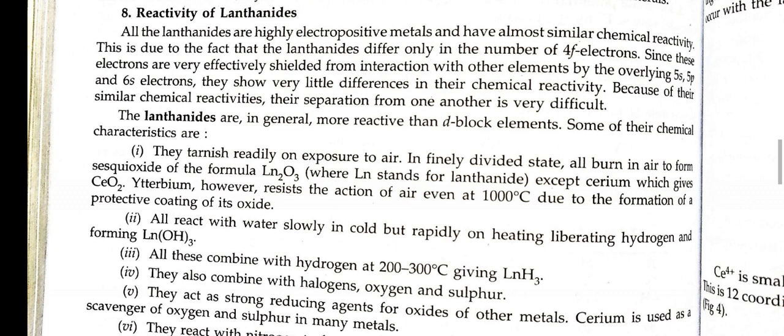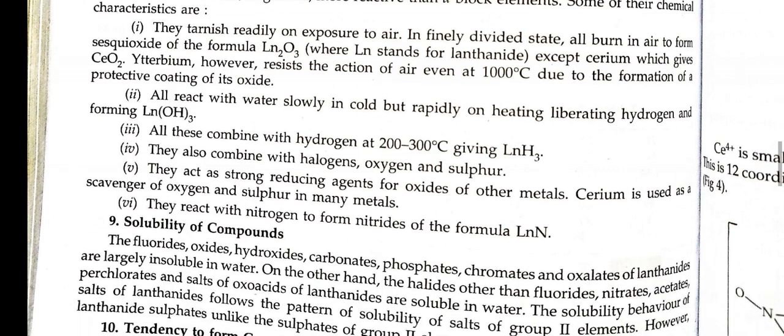The lanthanides are in general more reactive than d block elements. Some of their chemical characteristics are: first, they tarnish readily on exposure to air. In finely divided state, they all burn in air to form sesquioxides of the formula Ln2O3, where Ln stands for lanthanide, except cerium, which gives CeO2. Terbium, however, resists the action of air even at 1000 degrees Celsius due to the formation of a protective coating of its oxide. Second, all react with water slowly in cold but rapidly on heating, liberating hydrogen and forming Ln(OH)3.